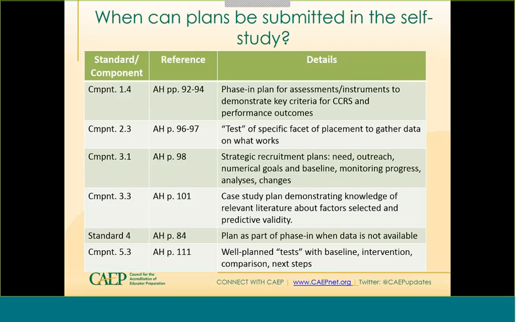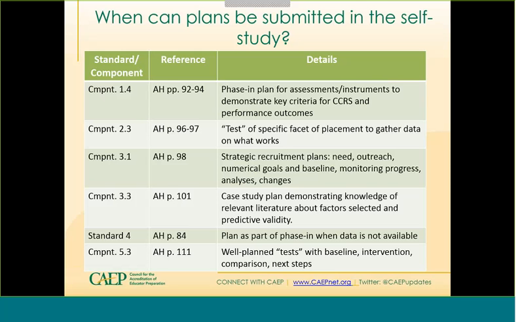And then last, component 5.3. Now this is the quality assurance standard, quality assurance system. On the accreditation handbook on page 111, well-planned tests are acceptable when they have baseline data, describe your intervention, talk about your comparison, and talk about next steps.